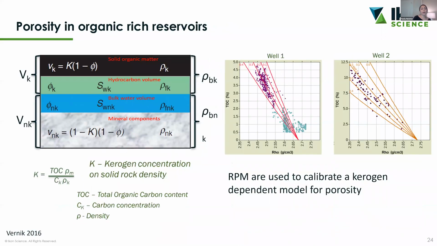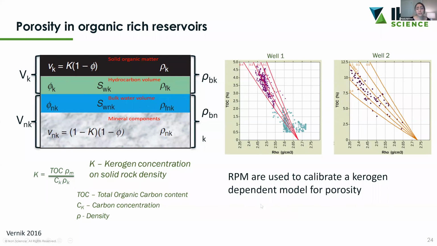So here's a breakdown of how we can look at porosity in organic rich reservoirs. This is a model from Wernick. And the idea here, I'm not going to go into the details of the model itself. What I'm trying to say is that given the complexity of the reservoir, we're splitting the way we assume the rock for porosity calculations and TOC relations. So the rock here has been split into two portions, the kerogen portion and the non-kerogen portion, that are dependent on the kerogen concentration of the solid rock density.